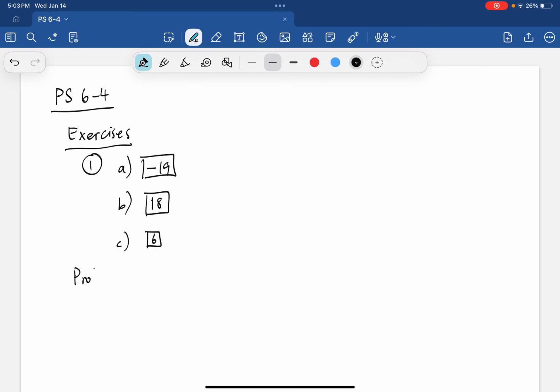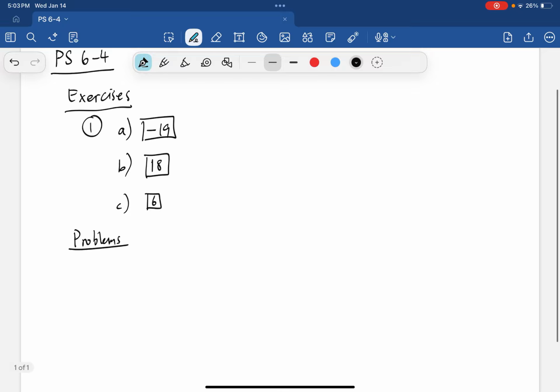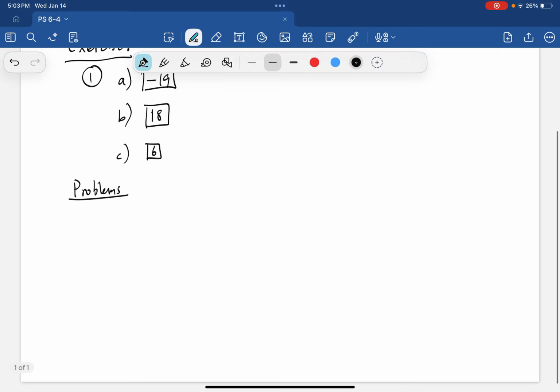Okay, now the problems. I think that's right. 4 plus 2. Yeah. Okay, problems. We're trying to find the angle between these vectors. So we're going to use our formula, right? Cosine theta equals u dot v over magnitude u times magnitude v.